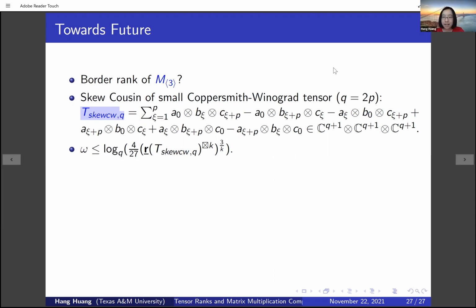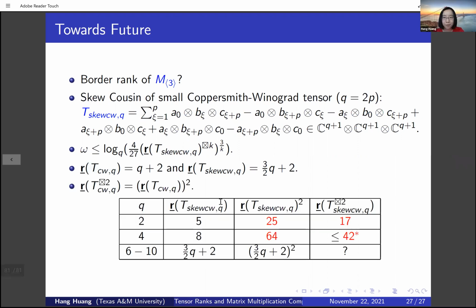And what's actually true is that if you do not look at the Kronecker power, this is not as good as the small Coppersmith-Winograd tensor, because the border rank of its skew cousin is in fact larger than the border rank of the original small Coppersmith-Winograd tensor. But the hope does not end there, because as long as you take the Kronecker square, you can see the difference.